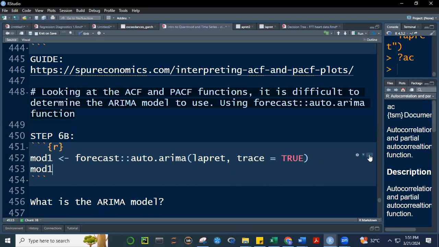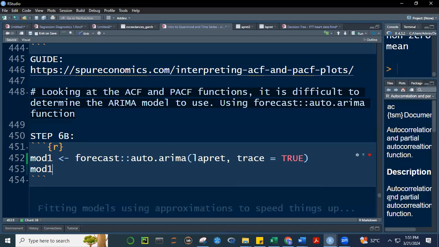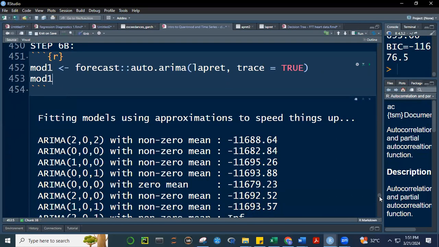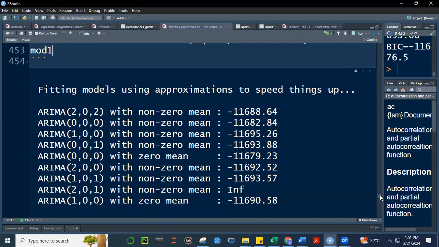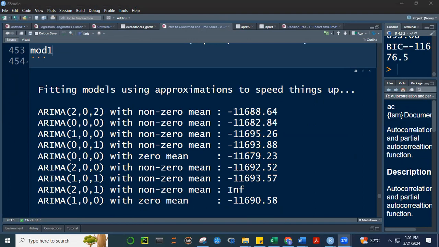Okay, let's run this now. And there you go, class. Before I discuss this, kindly chat if you were able to generate this model. I'll wait for you to chat if you are able to follow along. Okay, good. Thank you so much, class.